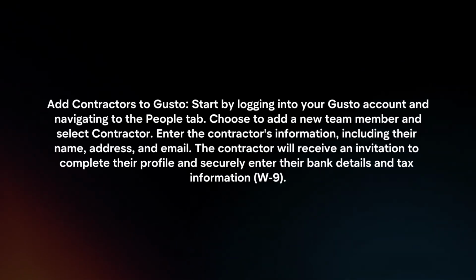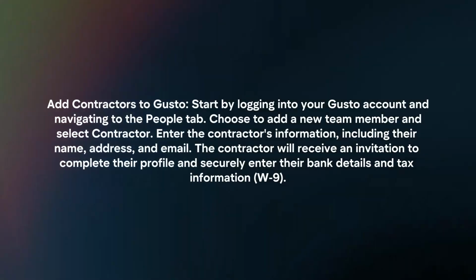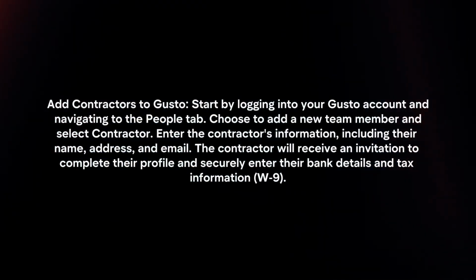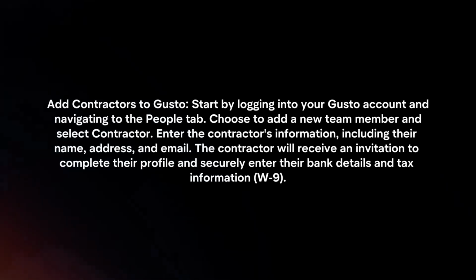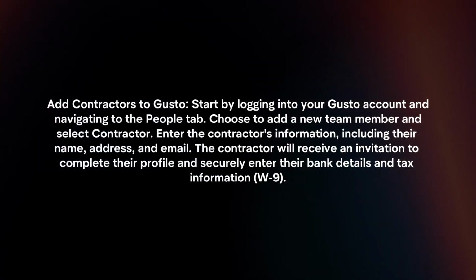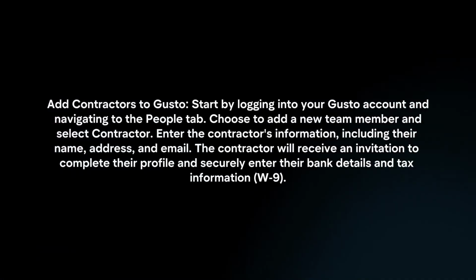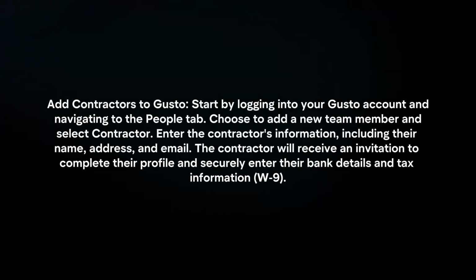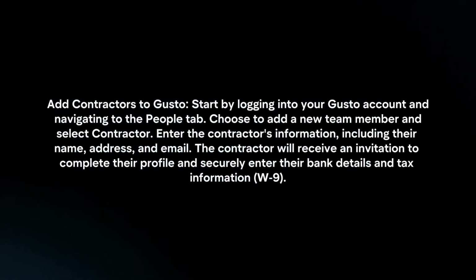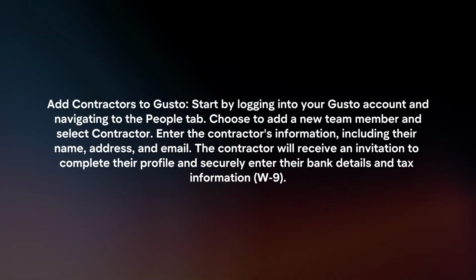Start by logging into your Justo account and navigating to the People tab. Choose to add a new team member and select Contractor. Enter the contractor's information, including their name, address, and email. The contractor will receive an invitation to complete their profile and securely enter their bank details and tax information.